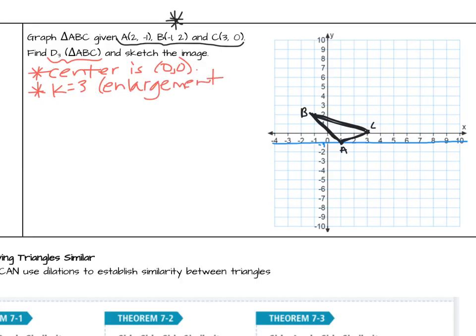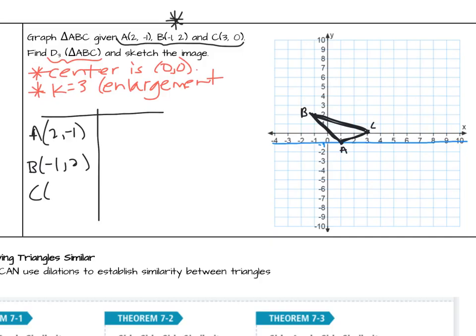And I like to actually make a table, so go ahead and draw this on your paper. The left-hand side is just going to be A, B, and C from the pre-image. So A is at 2, -1, B is at -1, 2, and C is -3, 0. There we go. If we have an enlargement, K equals 3 for our scale factor, all we're going to do is multiply everything by 3. That means A prime is going to go from 2 to 6, and -1 to -3. I just multiplied by 3.